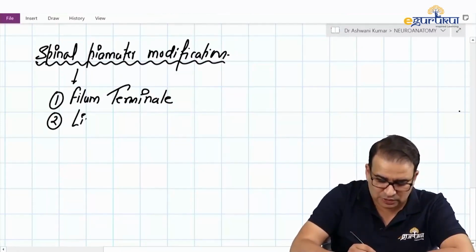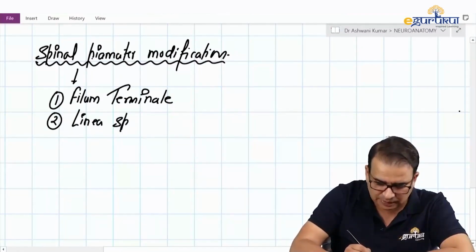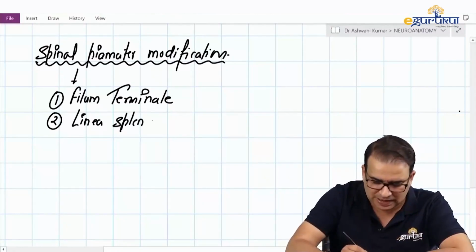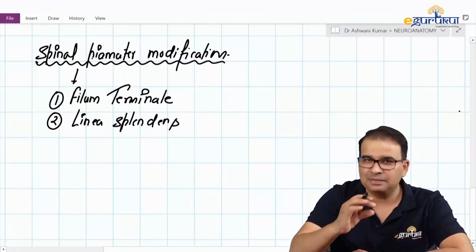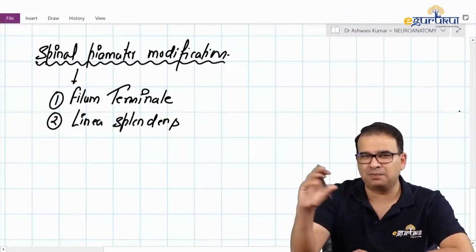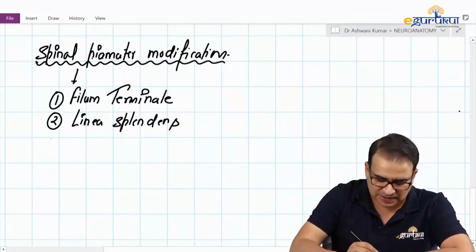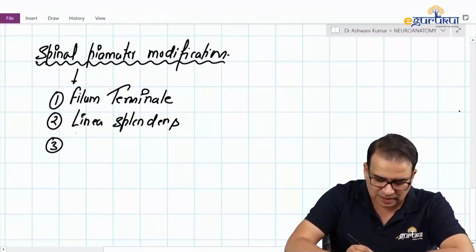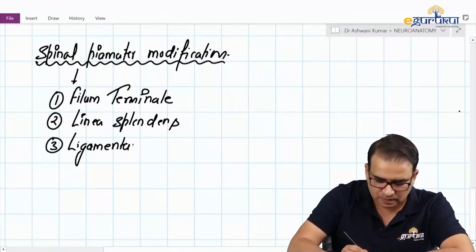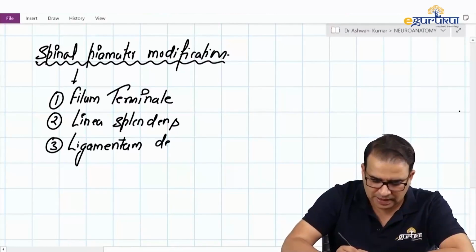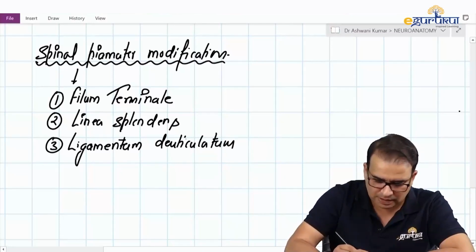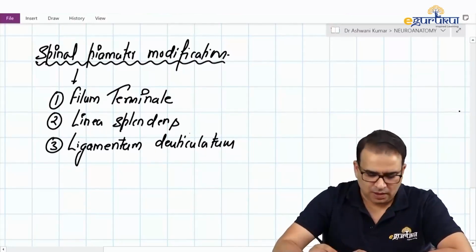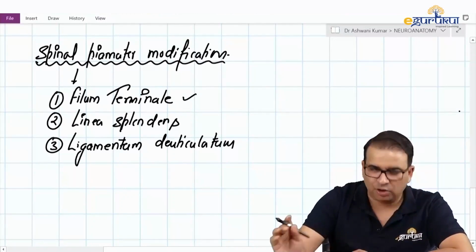One is very, very important, that is called linea splendens. Let me tell you this one first. Linea means line and splendens is white. It's a bright white line called linea splendens. And number 3, which is surgically important, is the ligamentum denticulatum. Well, we already had this tick mark on the filum terminale.